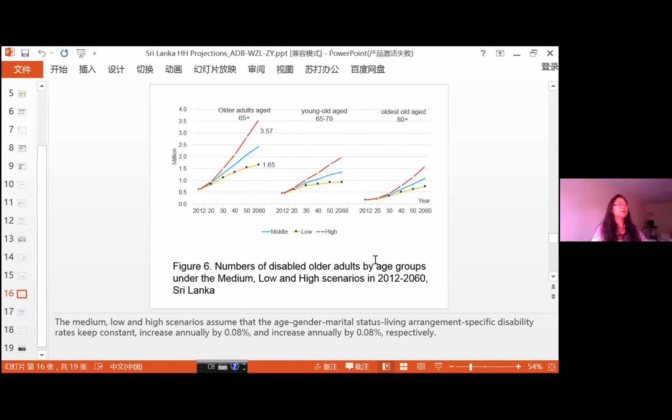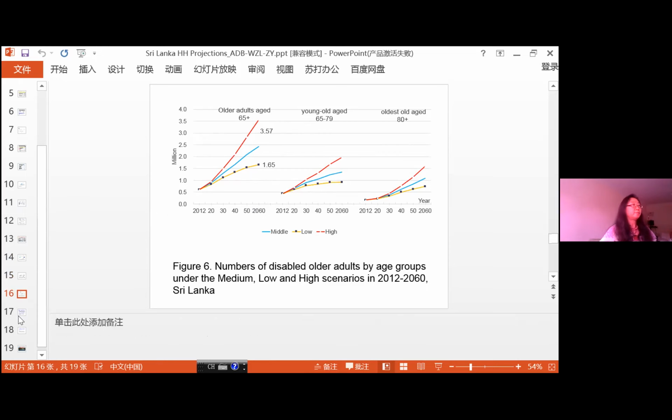We also did the sensitivity analysis with 3 scenarios, middle, low, and high. We want to see, if only the disability rate changes, how it affects the future disabled population. The red line is a high disability rate, and the yellow line is low. We can see that the difference is quite large. For example, if the disability rate is going up, it will be 3.57 million, and if it is going down by 2060, it's 1.65 million.